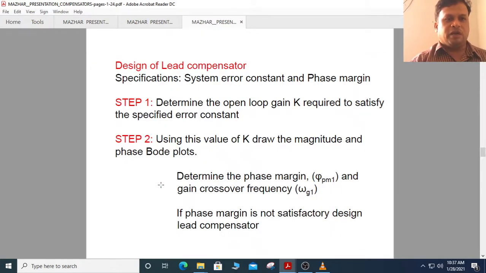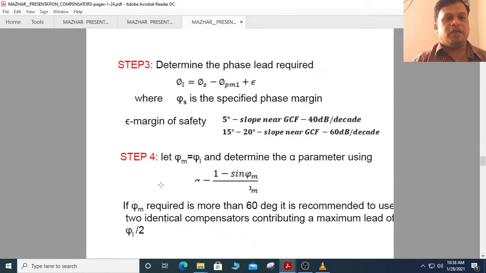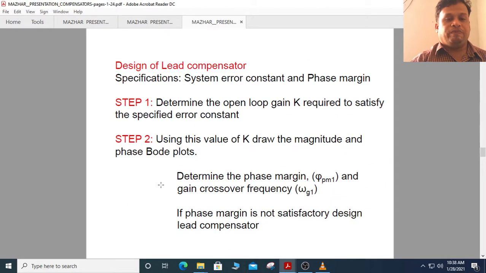Now the design of the lead compensator: the specifications are the system error constant and phase margin. Step 1, determine the open loop gain K required to satisfy the specified error constant. Step 2, using this value of K, draw the magnitude and phase plot, the Bode plot. Determine the phase margin and gain crossover frequency. If the phase margin is not satisfactory, design a lead compensator. Then what do we have to do?